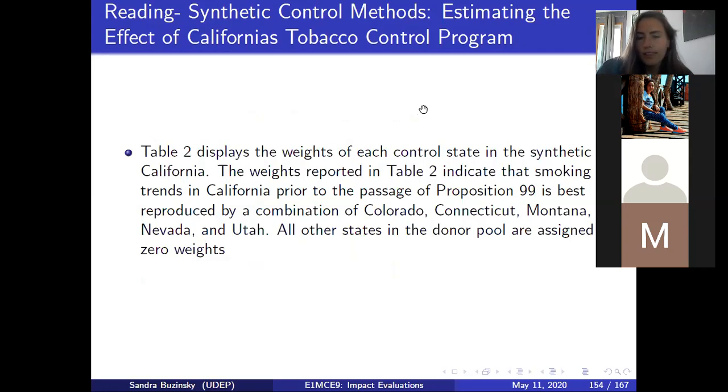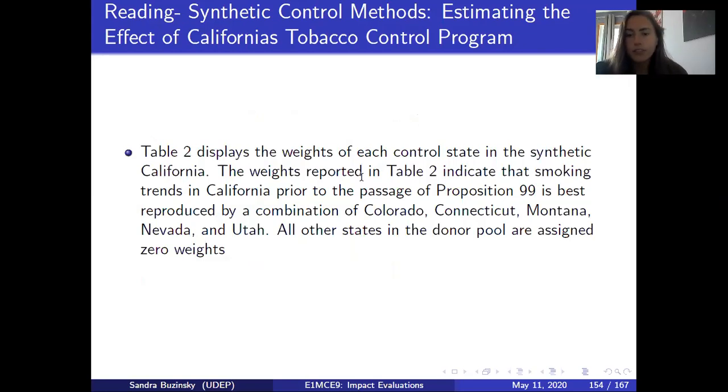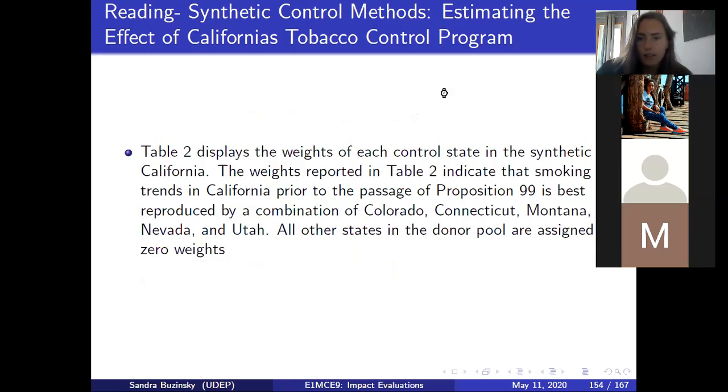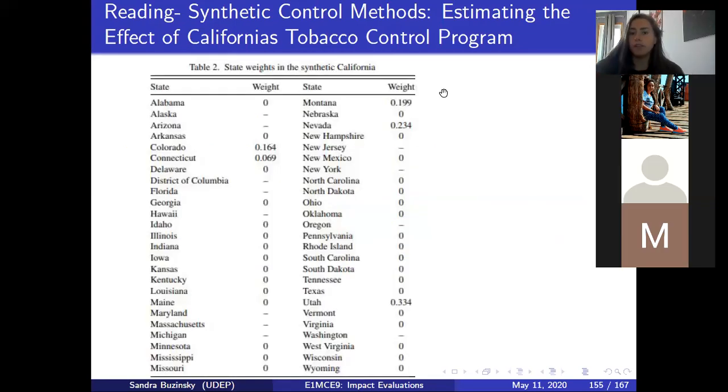Then table 2 displays the weight of each control state in the synthetic California. The weights reported in table 2 are showing that smoking trends in California before Proposition 99 are best reproduced by a combination of Colorado, Connecticut, Montana, Nevada, and Utah. All other states are assigned a weight of 0. So we'll see that right now. This is the table of the weights that each state was assigned. You can see the state and the weight. There are a lot of zeros, they're not included.